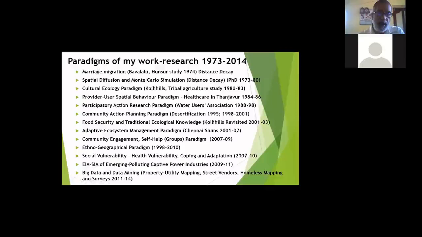Then from 1998 to 2010, I also used the ethnogeographical paradigm. For 2 years after my retirement, I also used a paradigm called the social vulnerability paradigm. Then the EIA-SIA paradigm, and in the last few years I've been working with the big data mining paradigm. Okay, so between 1973 and 2014, these are the different paradigms I have used in my research.